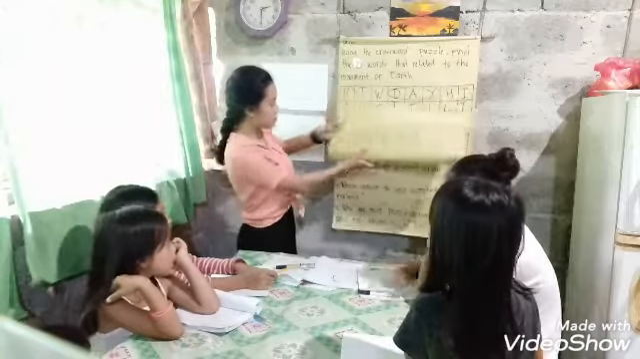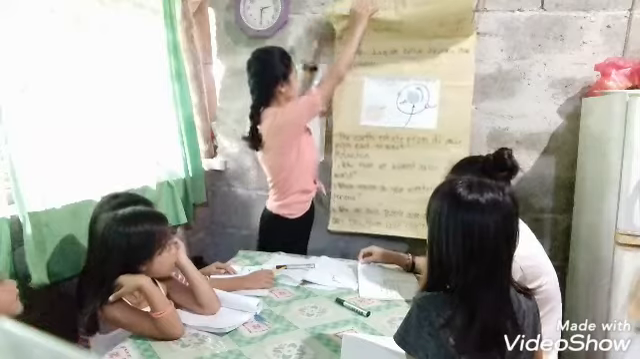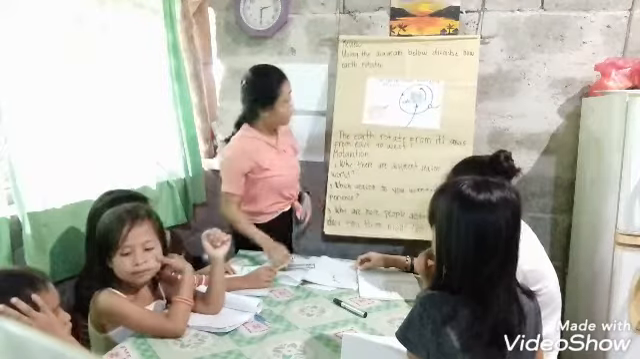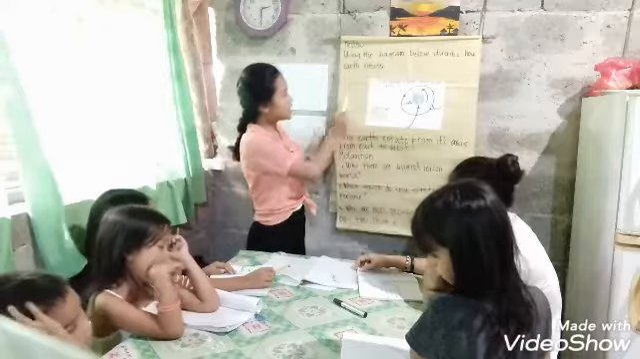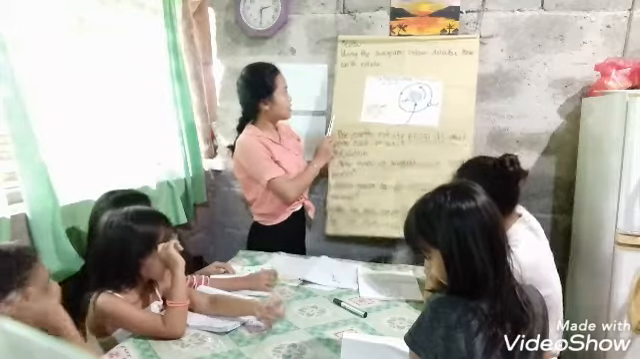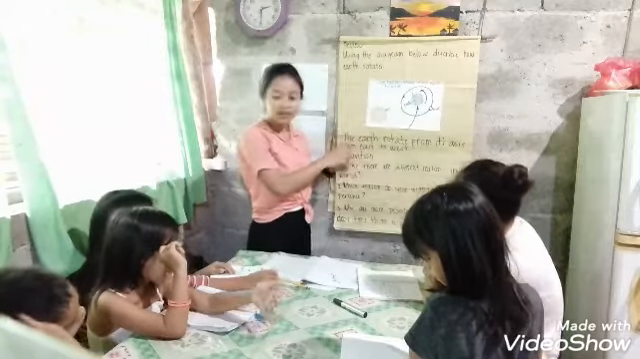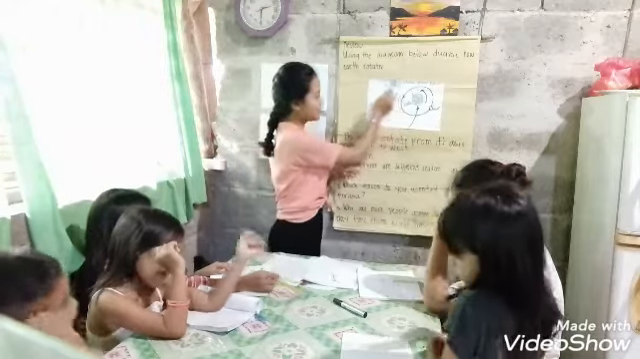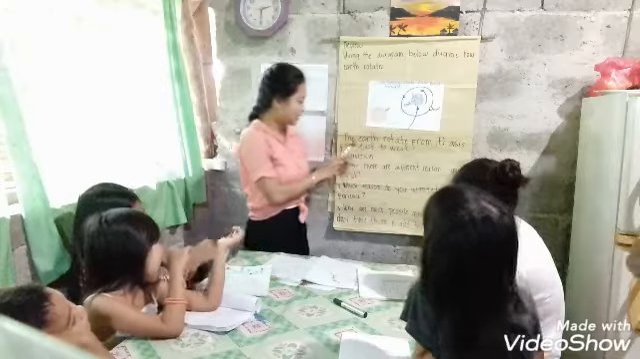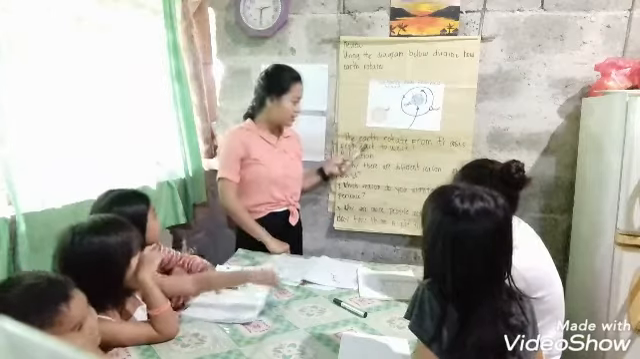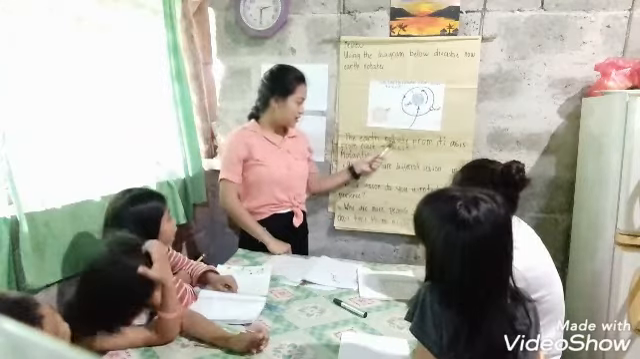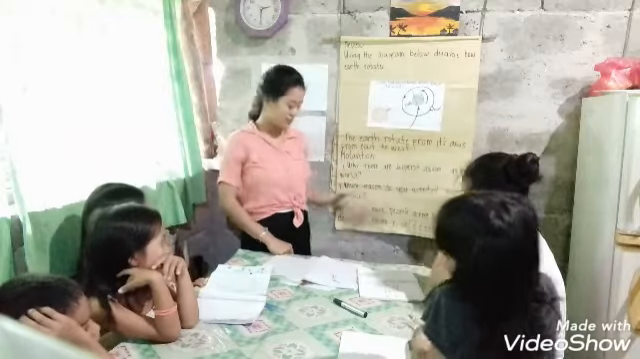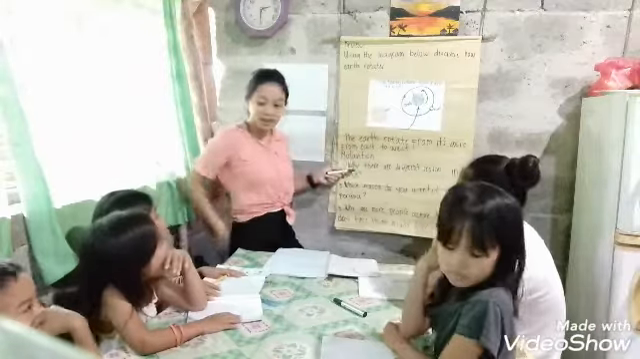Now let's proceed to our review. Using the diagram below, describe how the earth rotates. The earth rotates from west to east. West to east. Now read. The earth rotates from west to east. I have here a motivation.